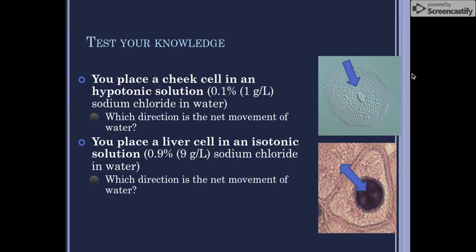Okay. So here we put a cheek cell in a hypotonic solution. Which direction is the net movement of water going to be? Into the cell, right? If it's hypotonic, water is going to move into the cell and that cell is going to expand. What if you put a liver cell in isotonic solution? What's going to happen?